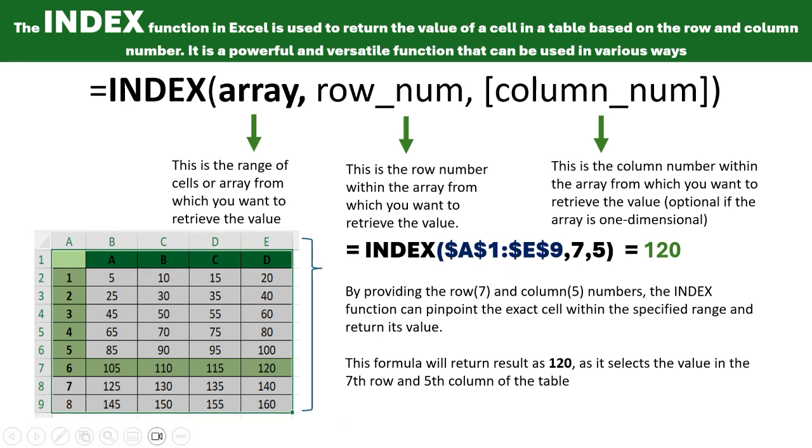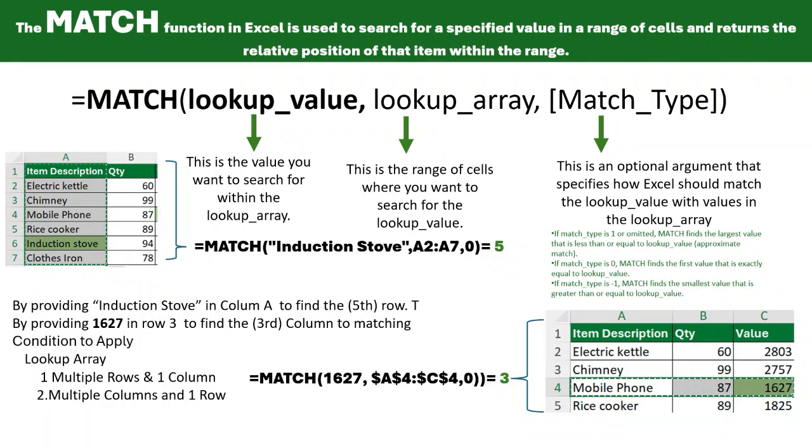You can see here the seventh row, 1 2 3 4 5 6 and seventh, and the fifth column, 1 2 3 4 and 5. So this is how you can use the INDEX function. Now let's move on to learn the MATCH function.